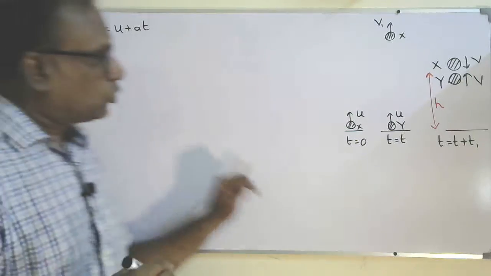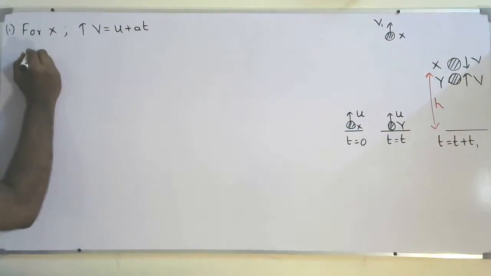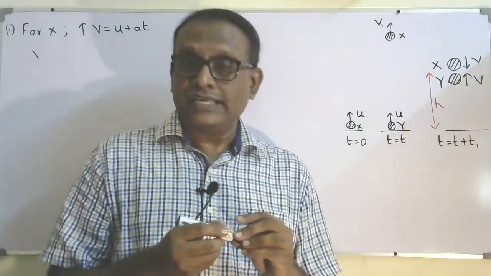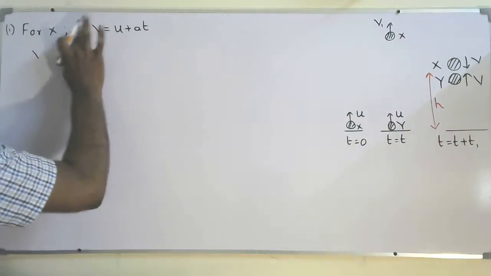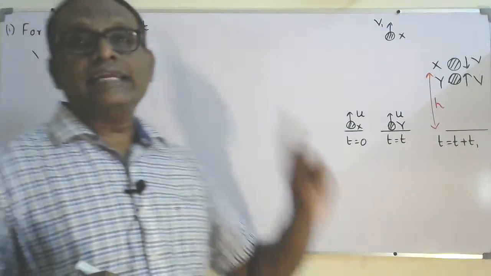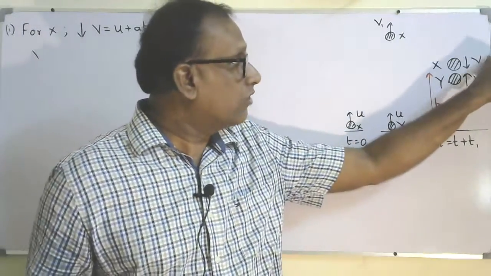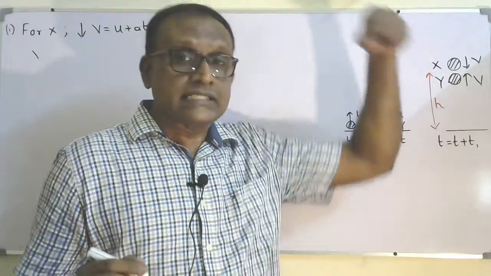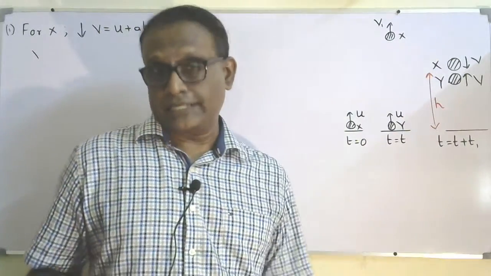So x is in motion for time t plus t1. So the velocity of v, careful, I know that it's downwards. So I should use this equation downwards, not upwards. It should be the downward direction, because if I use upwards, the numerical value will be negative. I'm going to equate the speeds of x and y. Speed of x is downwards, that is positive. Speed of y is upwards, that is positive.